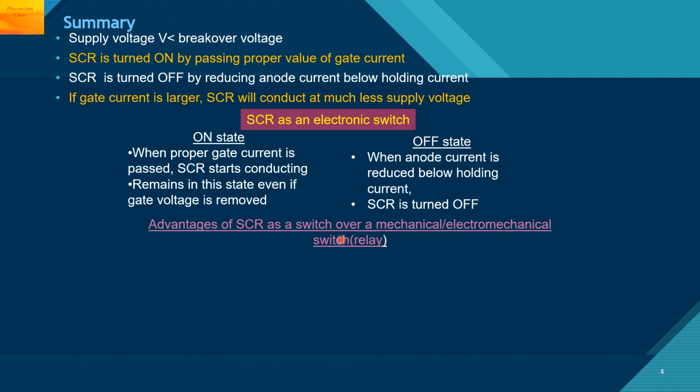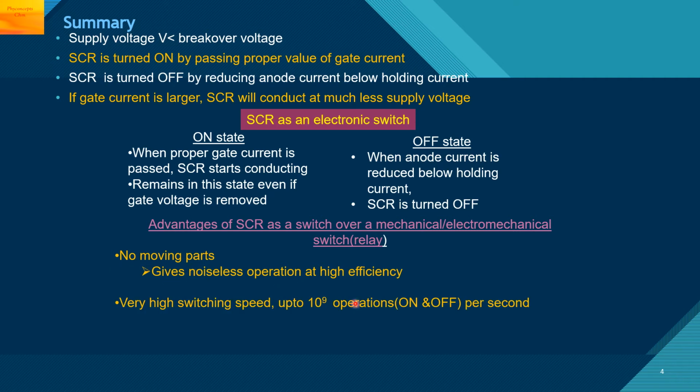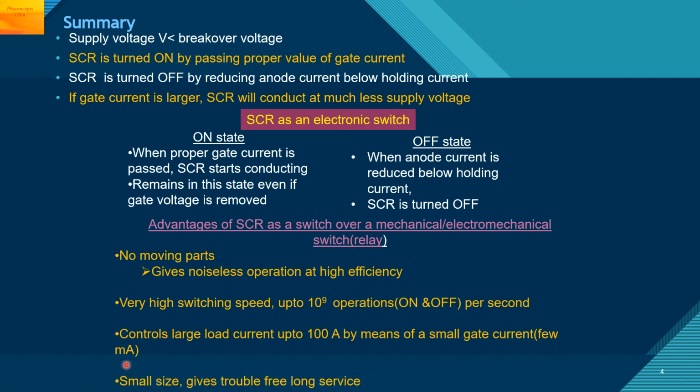Advantages of SCR as a switch over a mechanical or electromechanical switch: there are no moving parts, it gives noiseless operation at high efficiency, and very high switching speed up to 10⁹ operations per second, that is, on and off operation will occur 10⁹ times per second. It controls large load current up to 100 amperes by means of a small gate current. Gate current is in the order of a few milliamperes. Small size gives trouble-free long service.